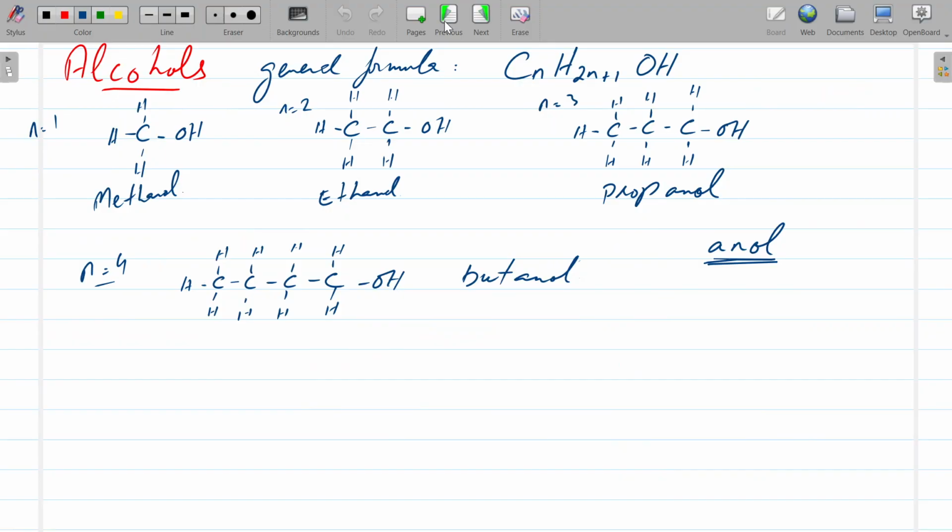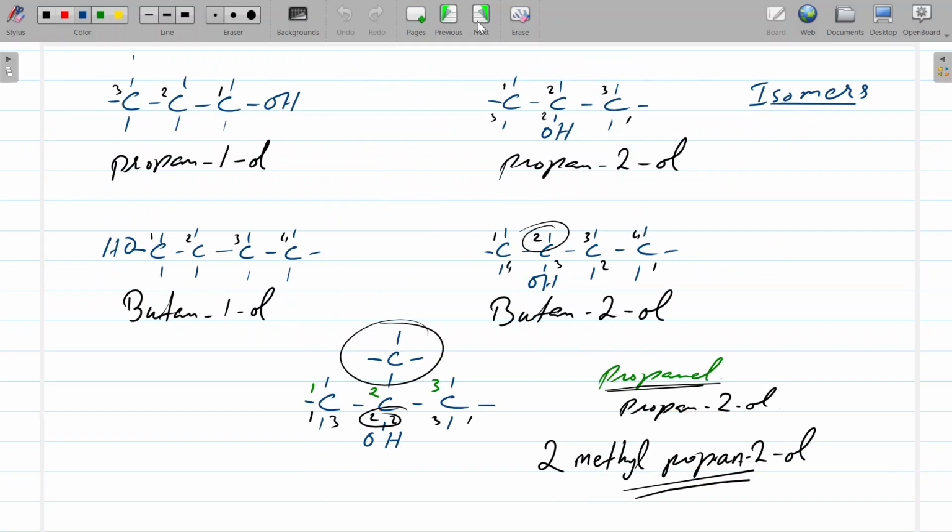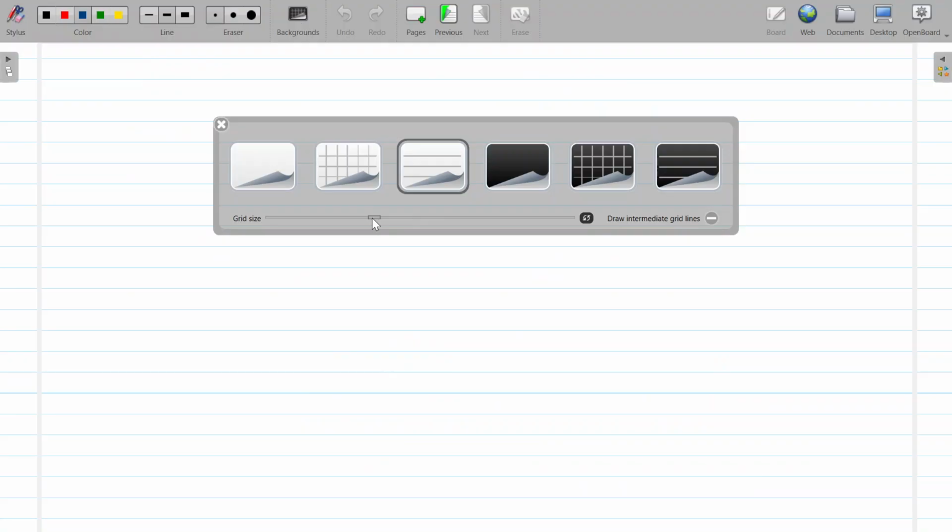Okay, the last time we started talking about alcohols, we saw the general formula, which is CnH2n+1OH. We saw a few: methanol, ethanol, propanol, and butanol. And we also went over isomers, how to identify them and how to name them. We looked at something a bit more complex. Hopefully, you guys still remember how to do that.